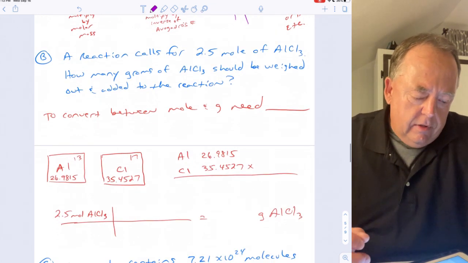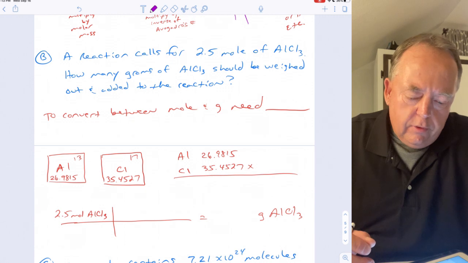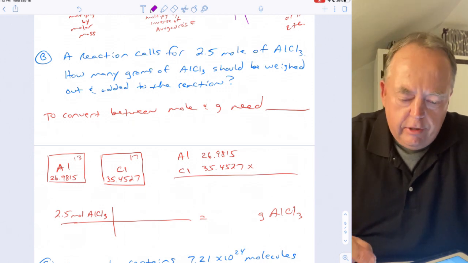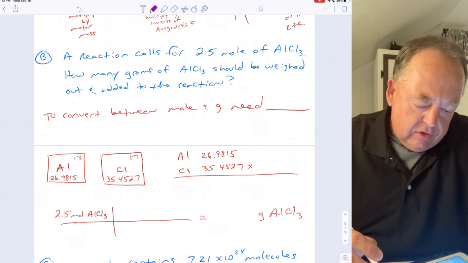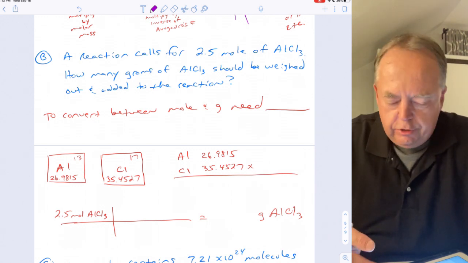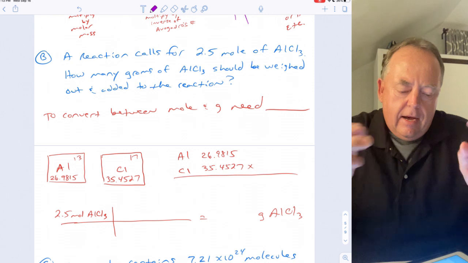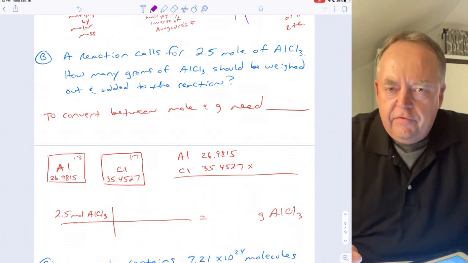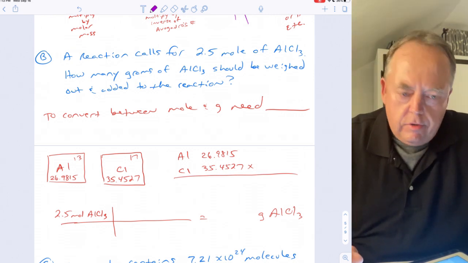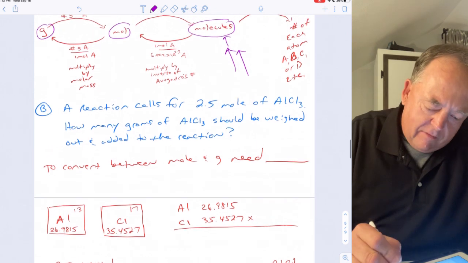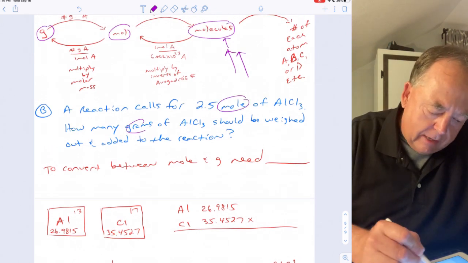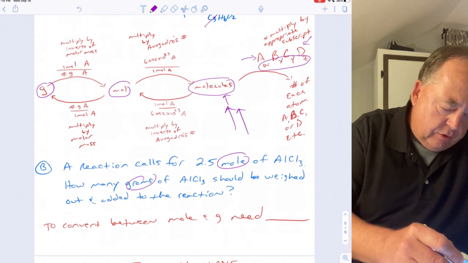Okay, second problem. So a reaction calls for 2.5 moles of AlCl3, aluminum trichloride. So how many grams of AlCl3 should be weighed out? So you go to the balance, you weigh it out. How many grams should you weigh out if you need to put 2.5 moles into your reaction? Well, we have moles and we want to go to grams. So all we're doing is this right here, right?